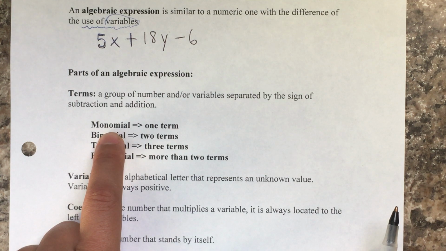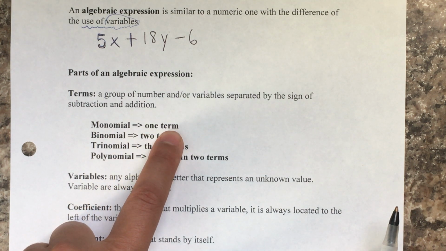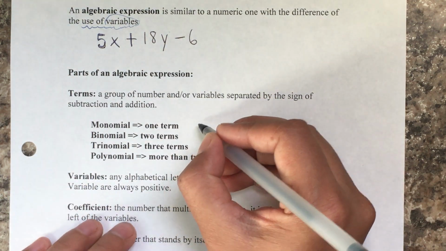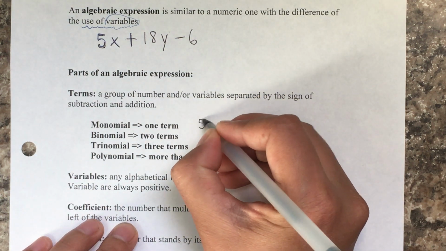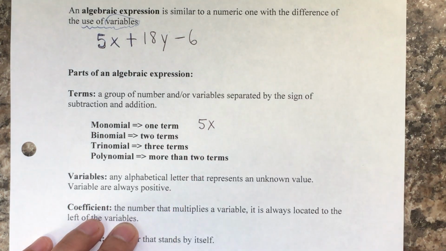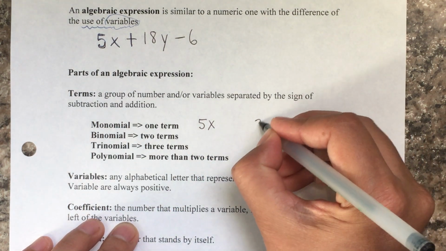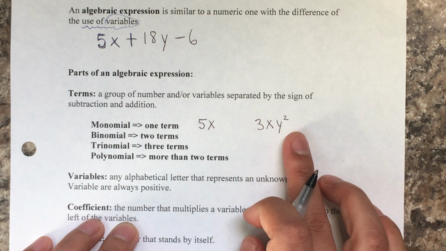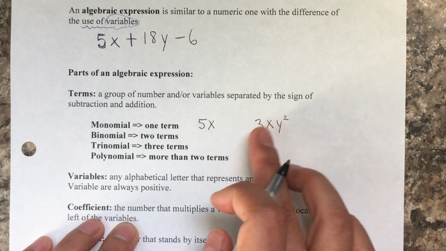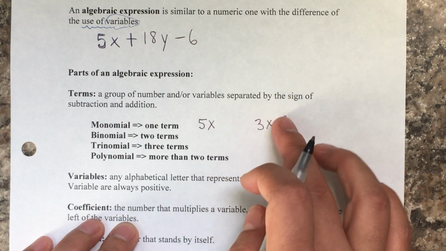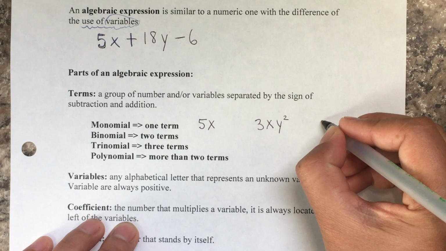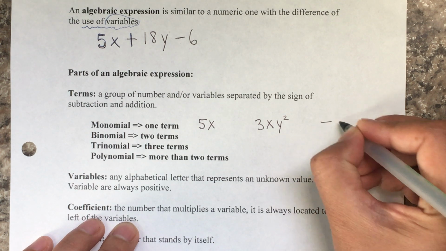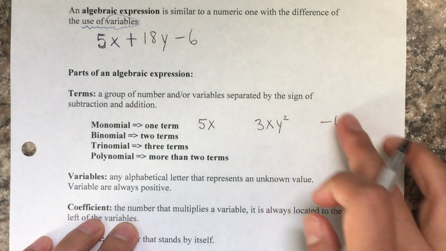So monomial has only one term. Solamente el monomio tiene solamente un término. So let me give you different examples. So in here you might have 5x, it's a monomial. Or maybe you have 3xy to the second power, that's a monomial. Okay, no hay pluses or minus, there is no pluses or minus in the middle, so that's a monomial. Or maybe you might have just a number. So it can be -6, for example. That will be a monomial. Okay?